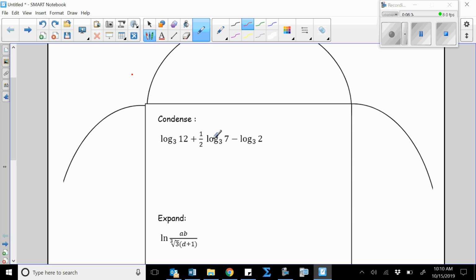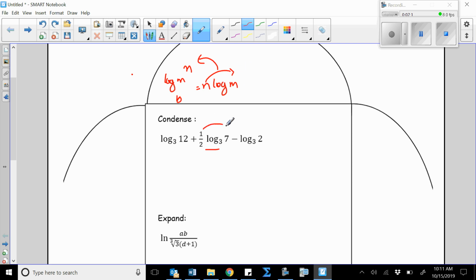So the first thing that I'm going to address is this middle one. I have 1/2 times log of 7. If you remember, we had the power rule, which says if you have log of m to the power of n with any base, you can move the power to the front of the log. So we can use this rule the other way, the reverse way. If I already have n times log of m, I can move this n back to the top of m as the power.